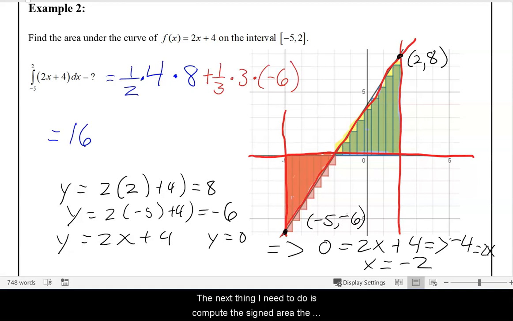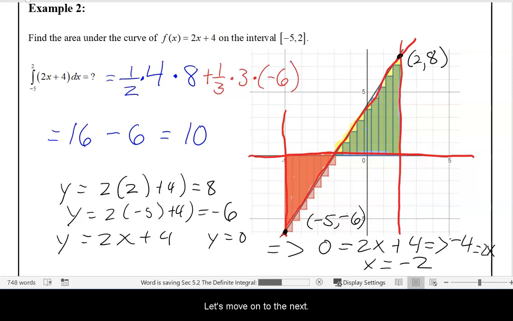The next thing I need to do is compute the signed area. The 1/3 and the 3 will cancel, and I get -6 for the area under the curve. That gives me 16 square units above and 6 square units below, and that gives me a net signed area of 10 square units.